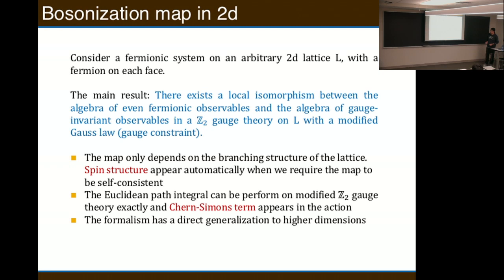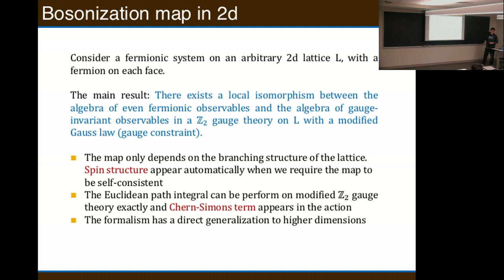And so here's the main result of this talk. We have shown that in 2D we can construct the isomorphism between a fermion algebra and the Z2 gauge theory with a modified gauge complex. I will go into detail later.